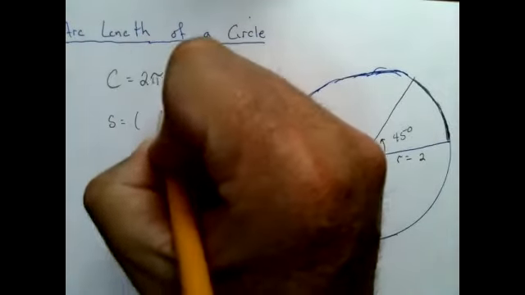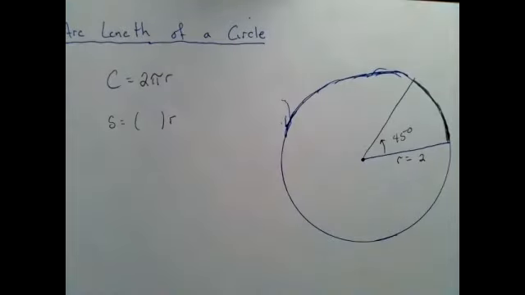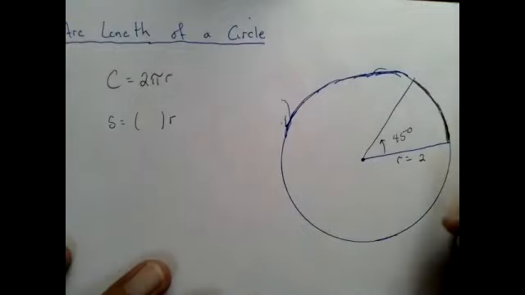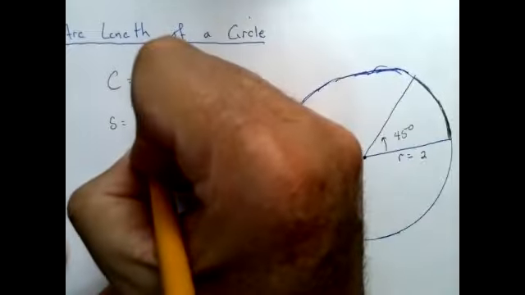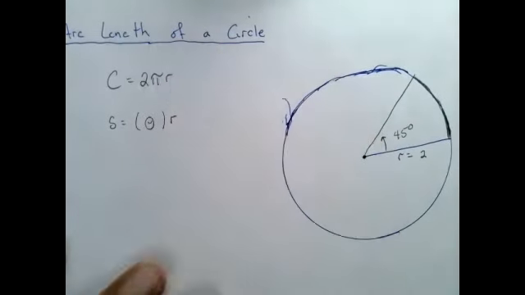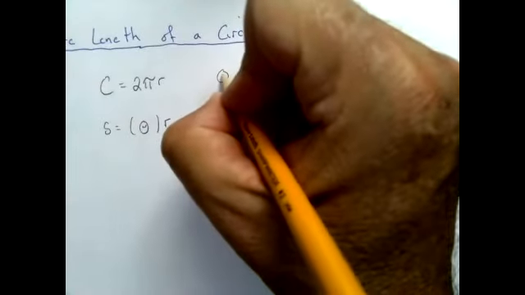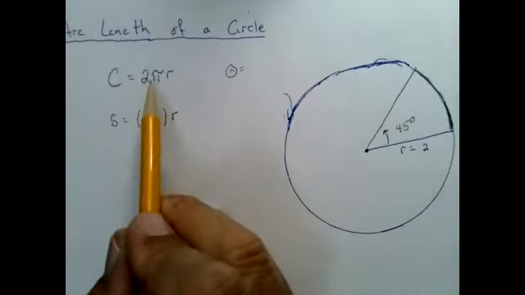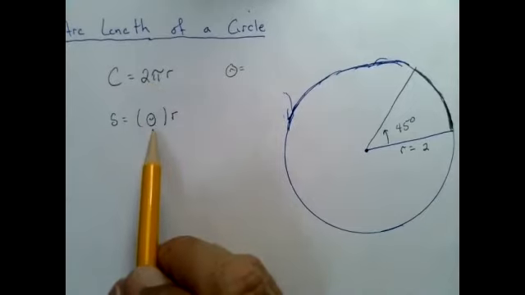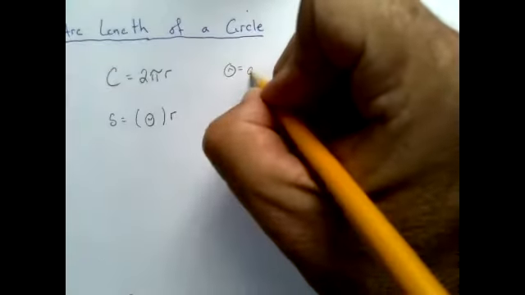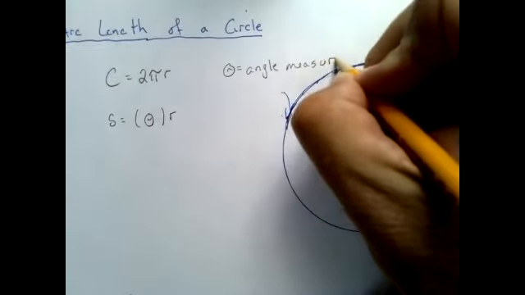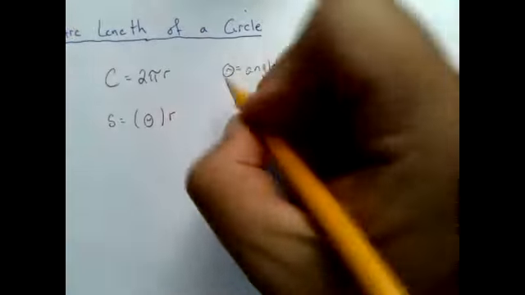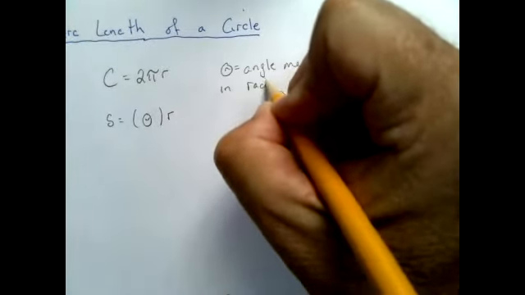So I'm missing something in here, and I'm going to need something that goes in there. Well, we're actually going to call this theta. S equals theta R. And theta is going to be the angle measure. So instead of going all the way around 2 pi, I'm only going to go part way around. So theta is the angle measure. And here's the asterisk, in radians.